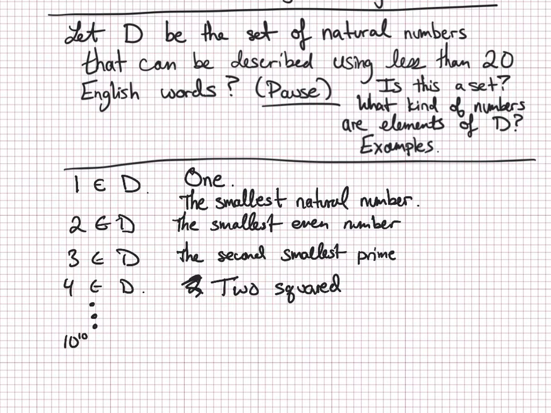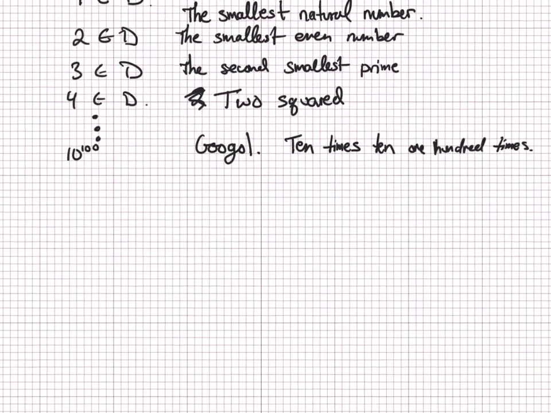Well, I could do 10 to the 100. This is described using a word, Google. Or I could say 10 times 10, 100 times. And you can imagine that this set D is incredibly large, right? Because there are a large number of words, and we have 20 of them to use, so we get a lot of sentences which describe these elements.